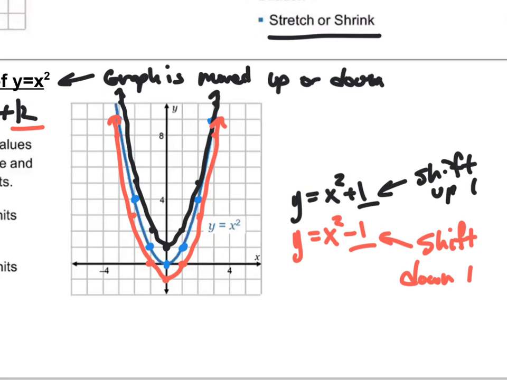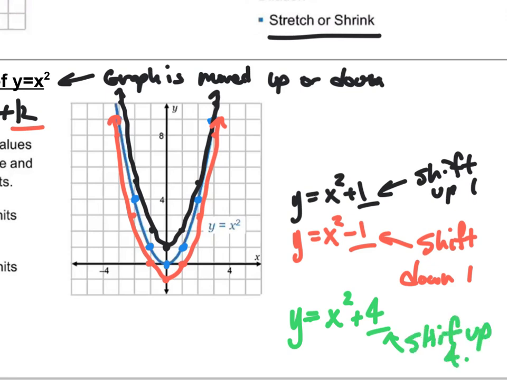If we wanted to do, say, something in green here, let's just make something up and say y equals x squared plus 4. This means that we're going to shift the graph up 4 units.